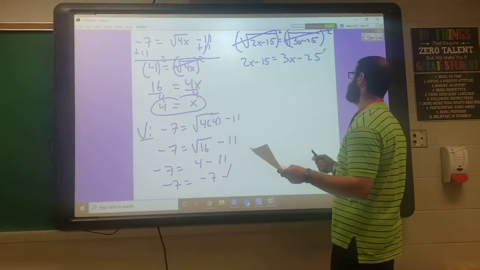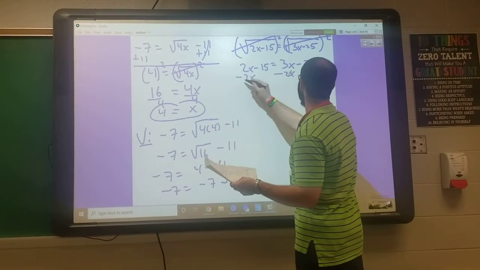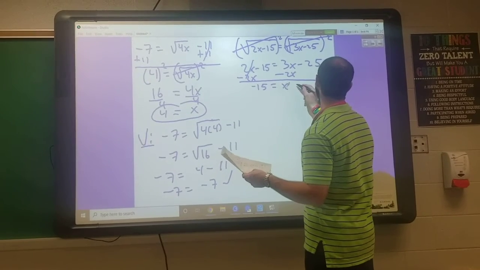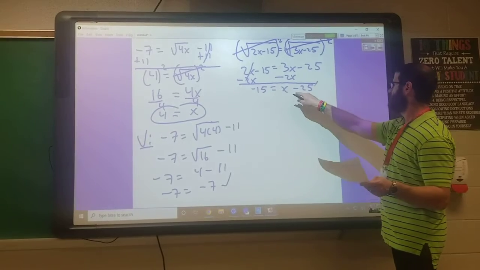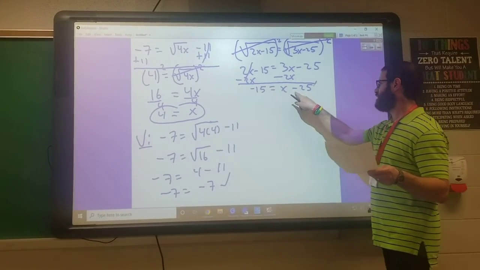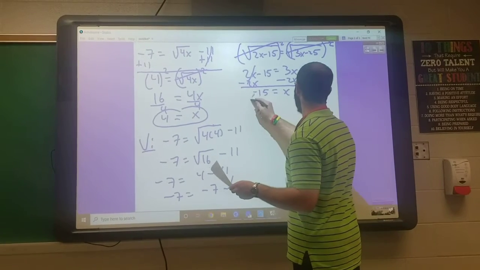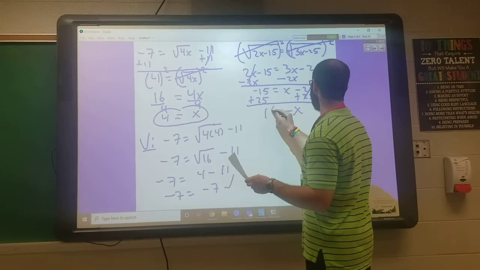A few options here. I'll choose to go ahead and just subtract 2x from both sides to start off. So negative 15 equals x minus 25. So how do I get rid of a minus 25 here? I add it. So plus 25, plus 25. I get x equals 10.